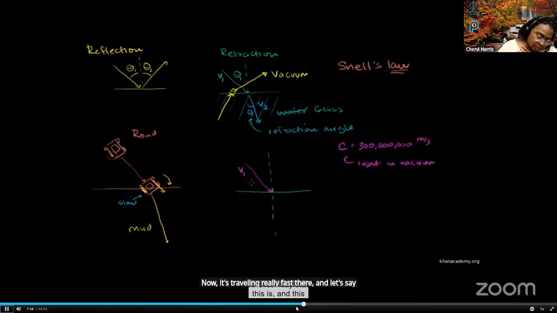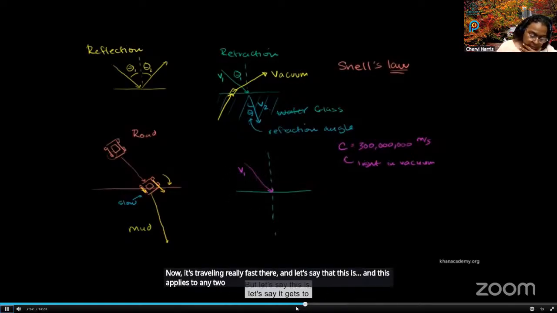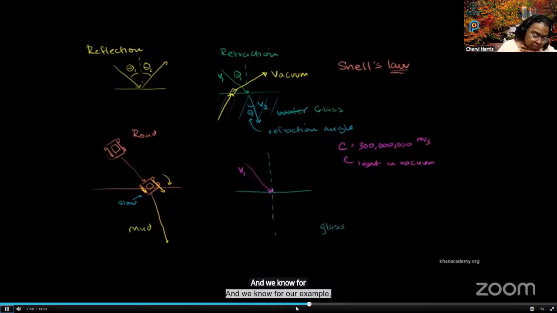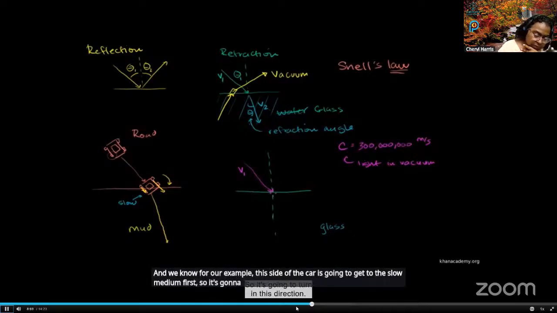And let's say that this applies to any two media, but let's say it gets to glass here, and in glass it travels slower. And we know, for example, this side of the car is going to get to the slow medium first, so it's going to turn in this direction. So it's going to go like this. And we call this v2.